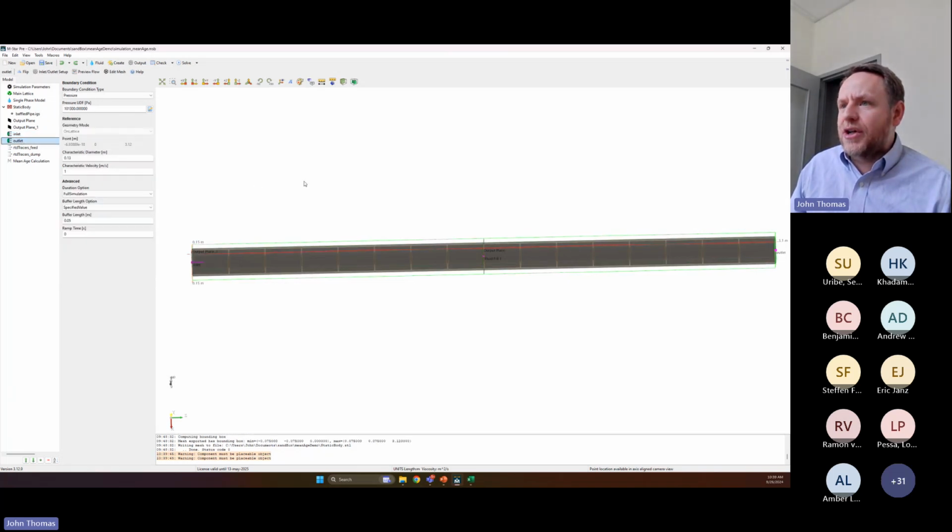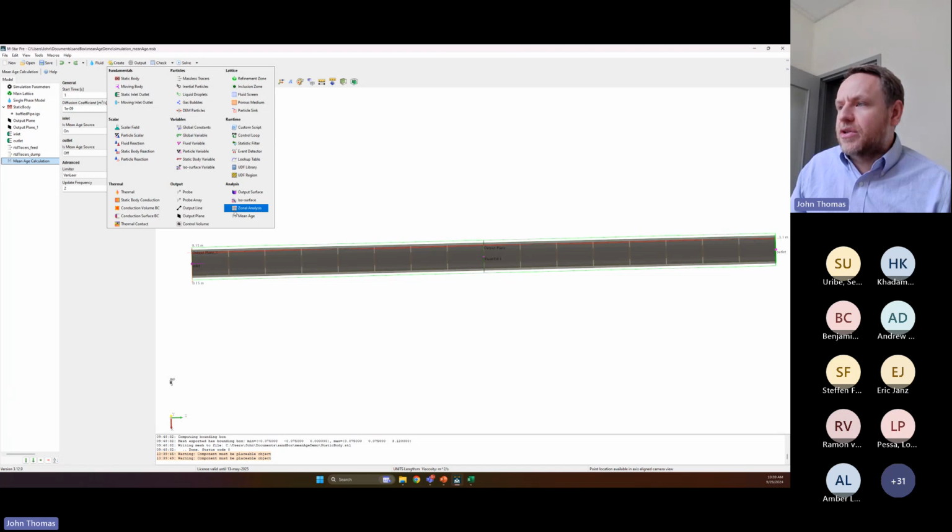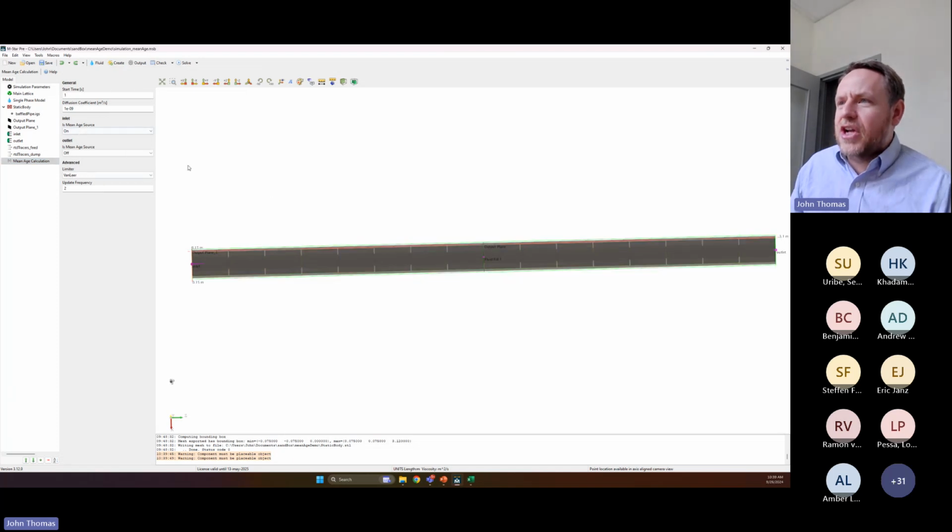I've got an outlet just at pressure. I've turned on mean age and M-Star. So I'm going to turn on mean age here, and I have to tell the code where the mean age source is and what's not the mean age source. The outlet is not the mean age source. The inlet is the mean age source.